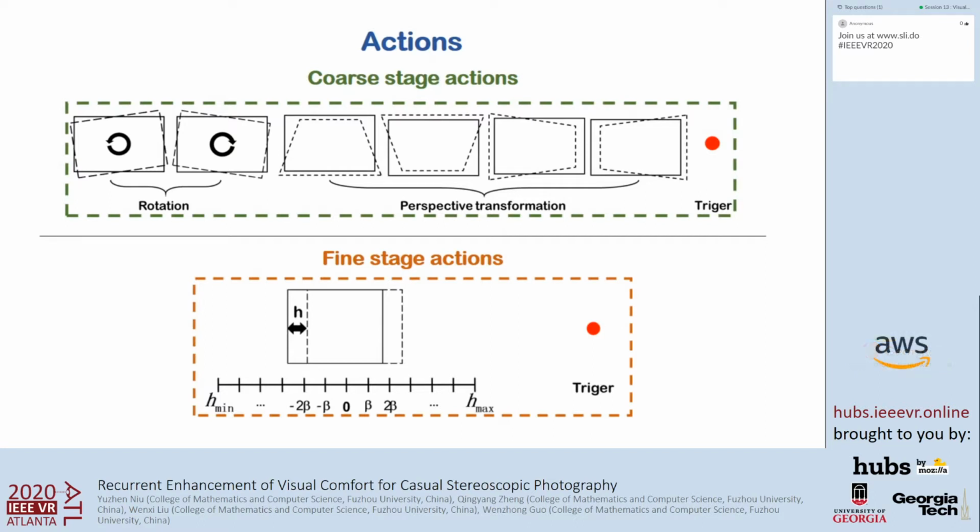In the final stage, we define a set of actions for refining the disparity range. Without loss of generality, the actions allow us to fix the left view and horizontally shift the right view by multiple scales. Furthermore, the stopping trigger ends the recurrent process of our framework.